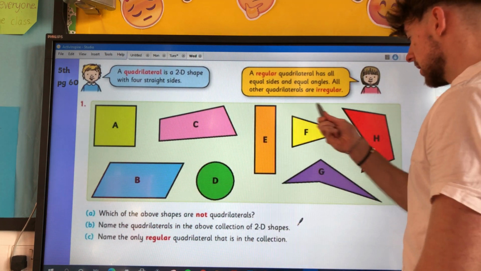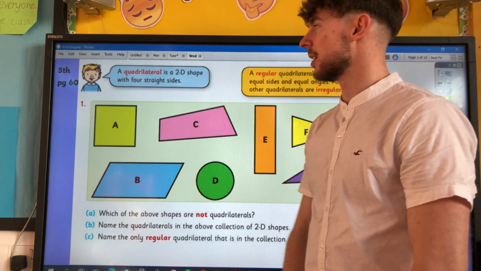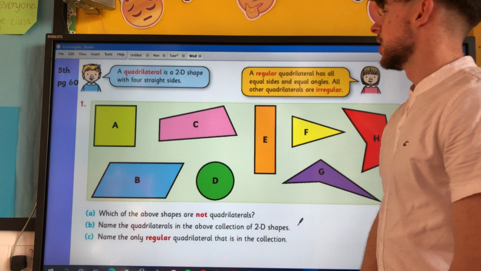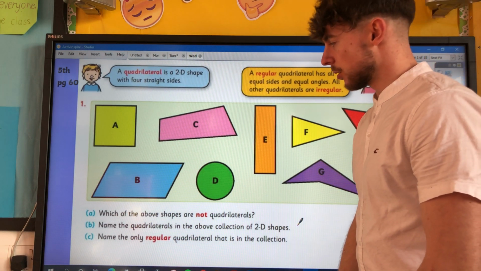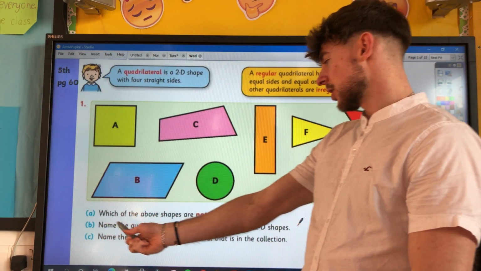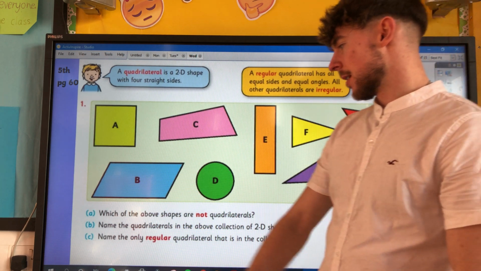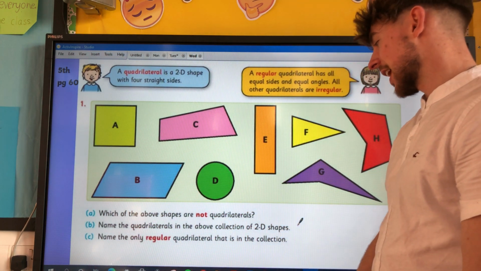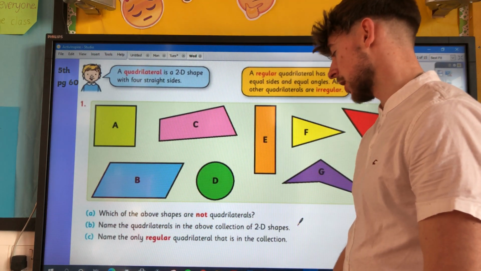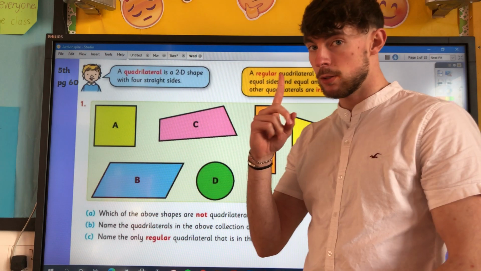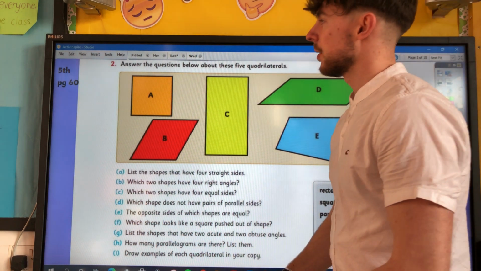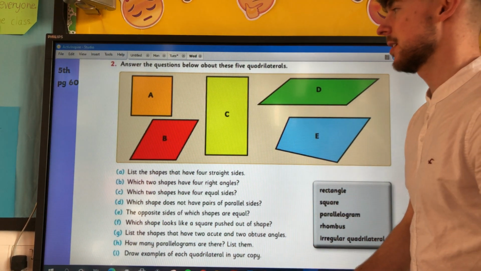So what you do is look at all these. First of all, see if it's a quadrilateral. Does it have 4 straight sides? Yes or no? Then I want you to see the regular quadrilaterals. What's a regular quadrilateral and what's an irregular quadrilateral? Name which of the above shapes are not quadrilaterals. Name the quadrilaterals in the above collection of 2D shapes. And name the only regular quadrilateral in the collection. There's only one regular in the collection, so which one is it? Then over here, you have to answer the questions below about these 5 quadrilaterals, alright?